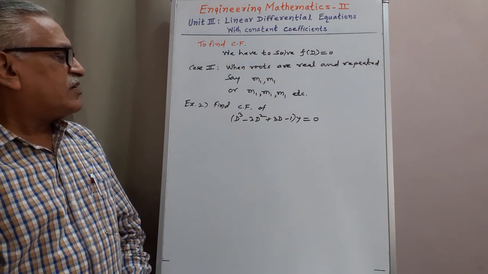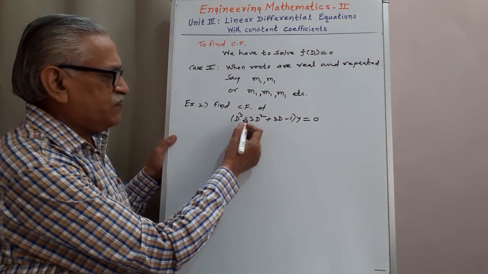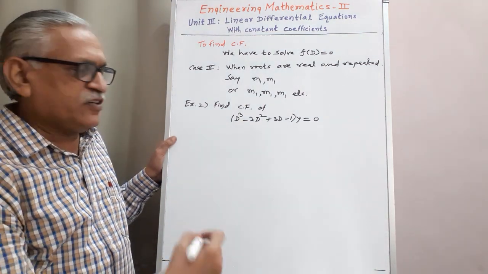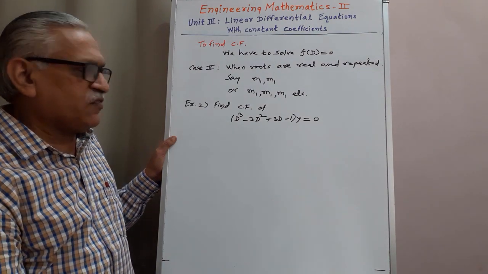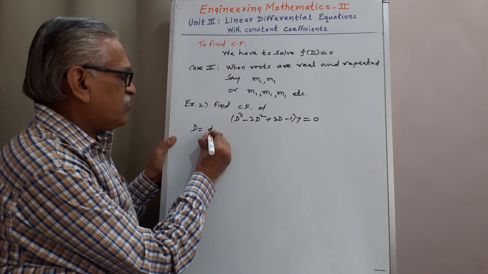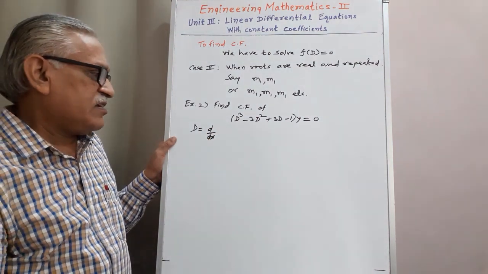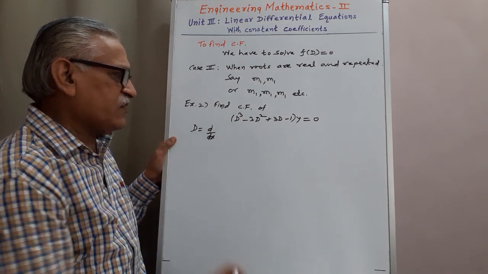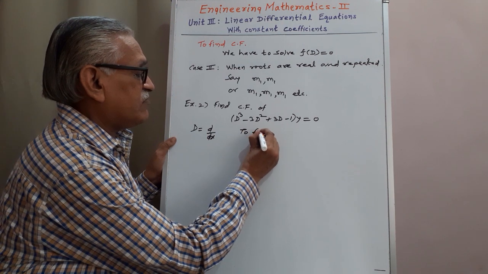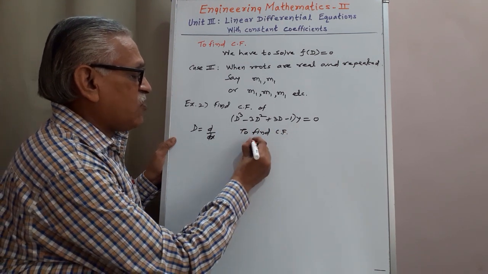Next example, find the complementary function of the equation (D cubed minus 3D squared plus 3D minus 1) y equals 0. Here y is the dependent variable. If capital D stands for the operator d by dx, x is the independent variable. And therefore, here we require to find CF. To find CF, we have to write down the auxiliary equation.